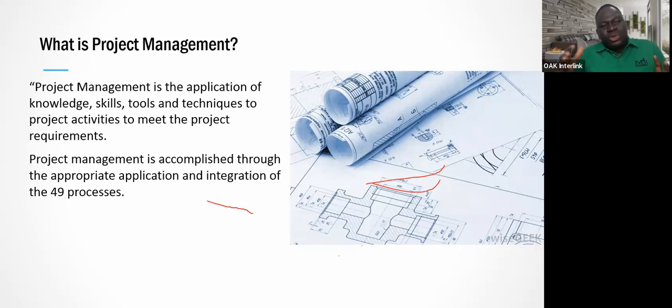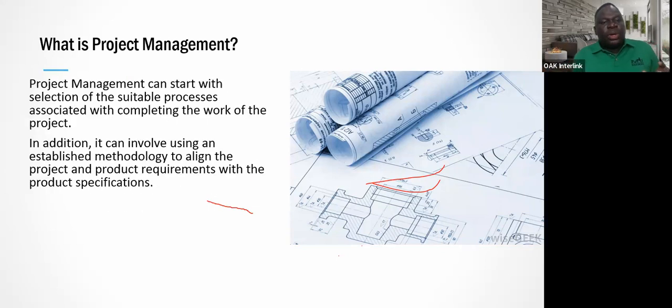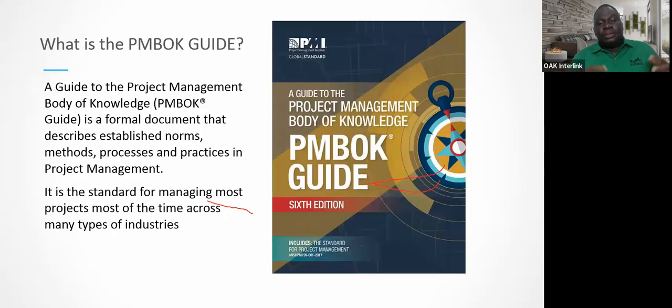So when it comes to project management, it involves not just managing a project, but managing a project according to a set standard, applying a certain body of knowledge. One such body of knowledge is what we call the Project Management Body of Knowledge. Now, it looks something like this. Interestingly, we have the 6th edition and the 7th edition today. It's a guide to the Project Management Body of Knowledge, popularly called the PMBOK.